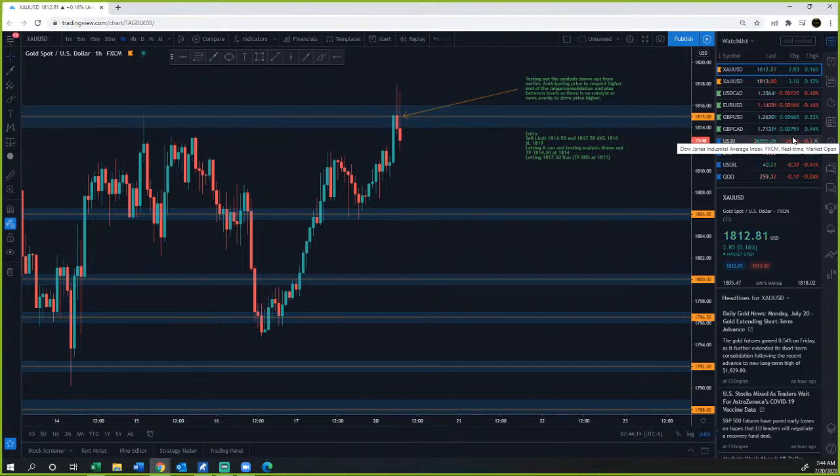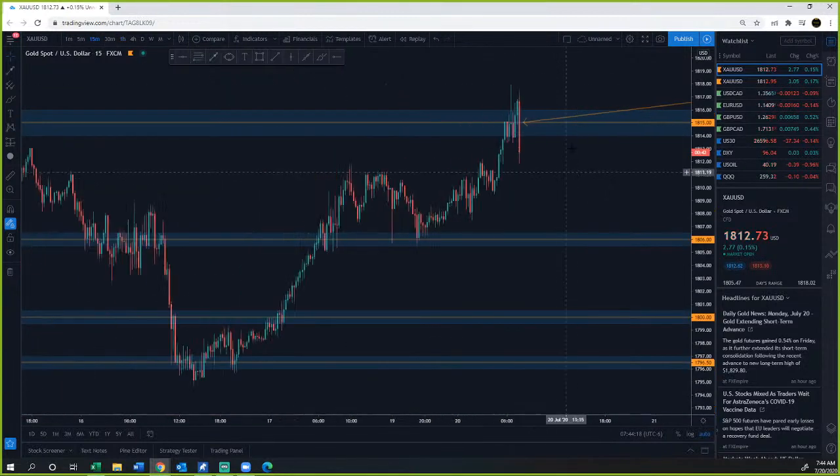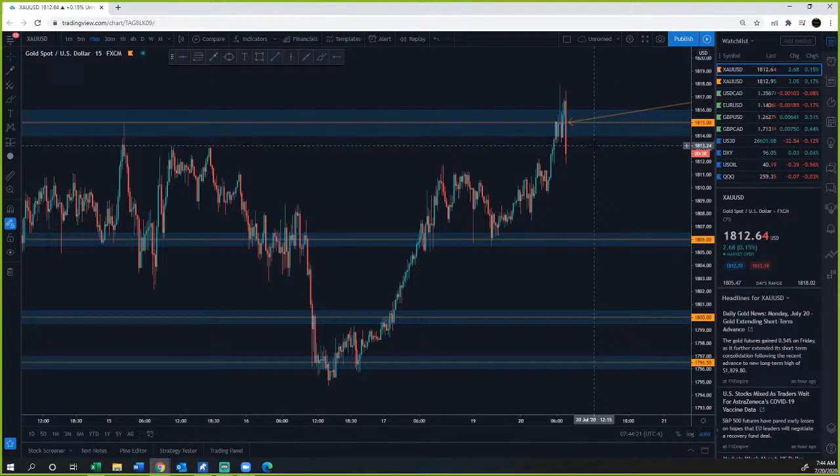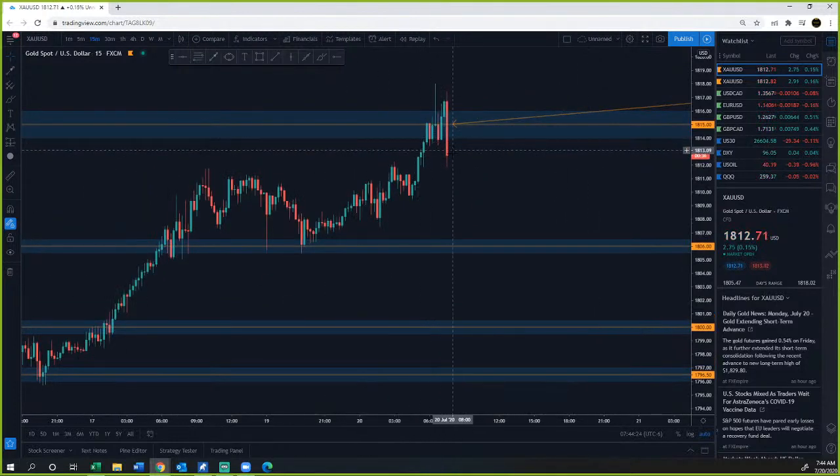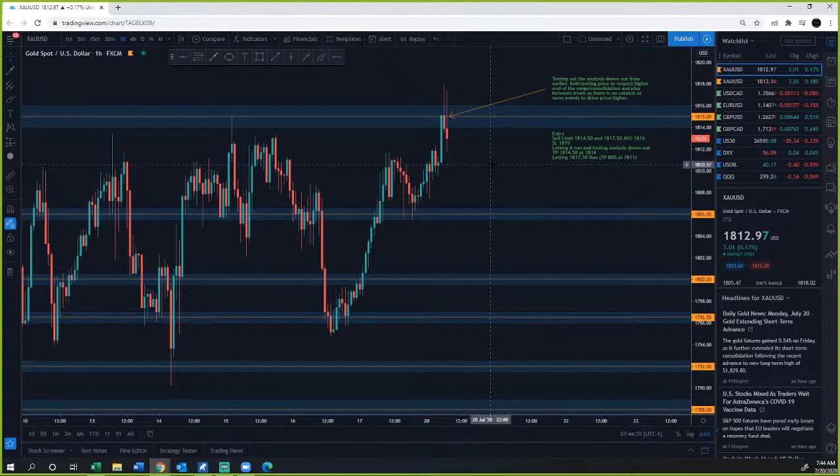Well, you're out of your gold trade, right? No, I still have it. 1811 is my TP, but looking at this 15 minute, if this 15 minute closes like this, below this area, then the next 15 minutes should continue lower. So the 80% is going to be out at 1811, and then I'm going to have just the mini runner.